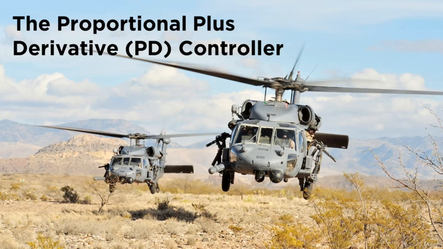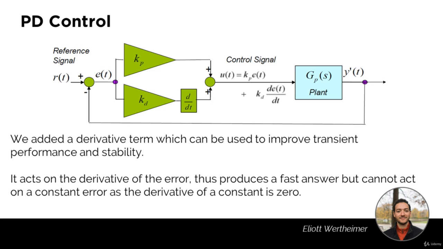Hi guys. So we studied proportional controllers and proportional plus integral controllers. Let's now have a look at proportional plus derivative controllers, what they are exactly and how they work. What is PD or proportional plus derivative control exactly?